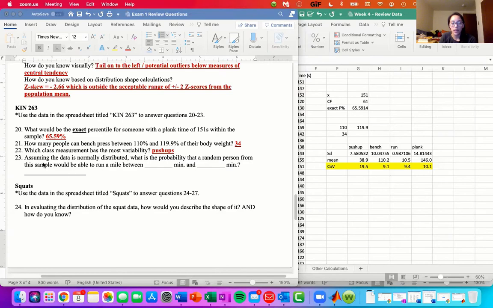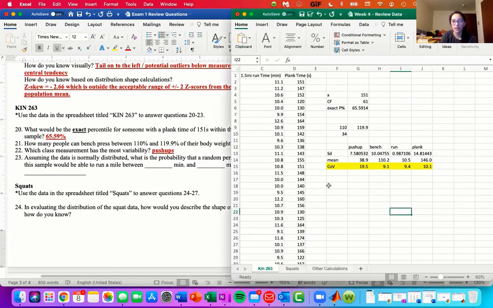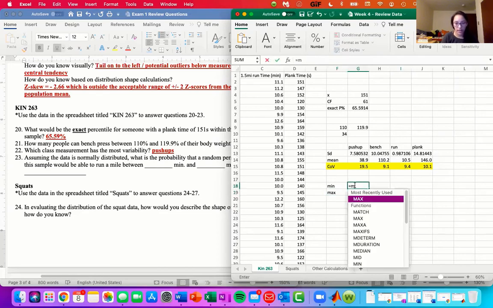All right. So the last question on this is saying, assuming the data are normally distributed, what is the probability that a random person from this sample would be able to run a mile between, and then I left these blank, so we're going to come up with a value. So the first thing we need to know, just to preface for you guys, is what is the min and the max of our runtime?